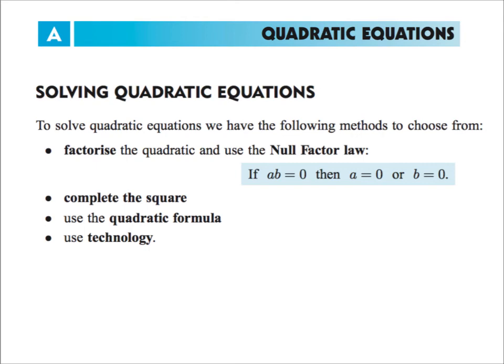Section A, quadratic equations. In this section, we're going to review our methods of solving quadratic equations that we've learned in previous years. To solve a quadratic equation, we need to use one of the following methods. First method is factorization, which is the null factor law. That is, once you get the two factors, you set each factor equal to 0. Second, complete the square. Third, quadratic formula. And finally, using technology or a calculator to solve quadratic equations.